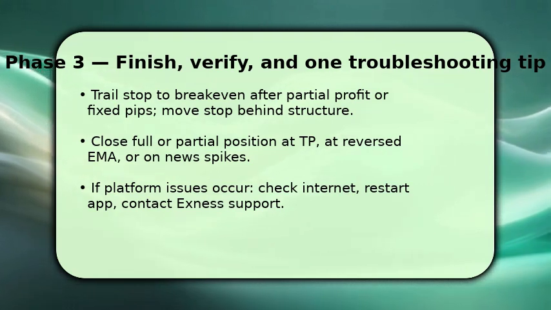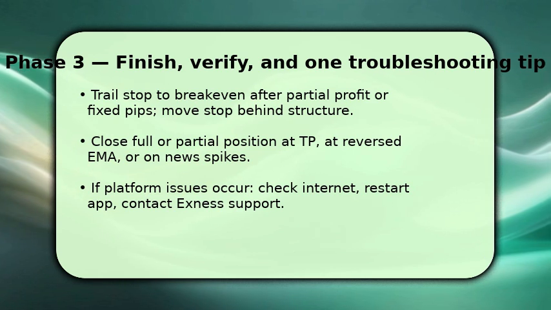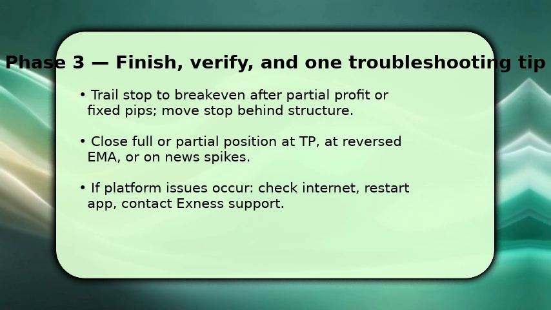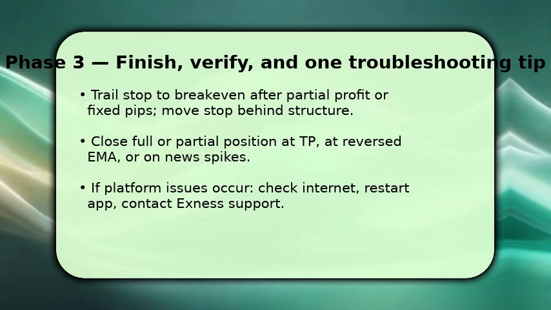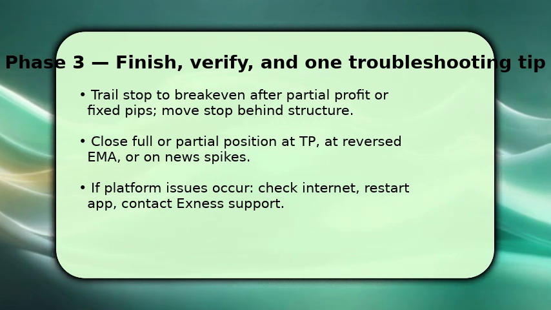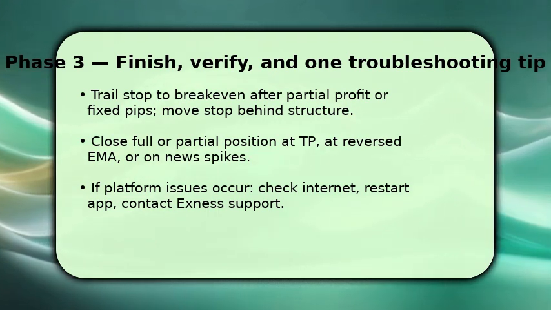Trail your stop to break-even after the first profit target or a safe pip buffer, and then follow structure-based adjustments so profits are protected. Close the position when price hits your TP, when EMAs reverse, or when an unexpected news spike invalidates the setup. Partial closes lock gains.